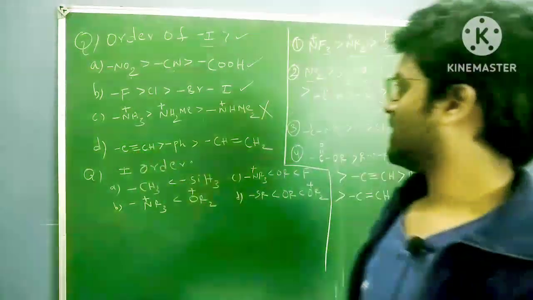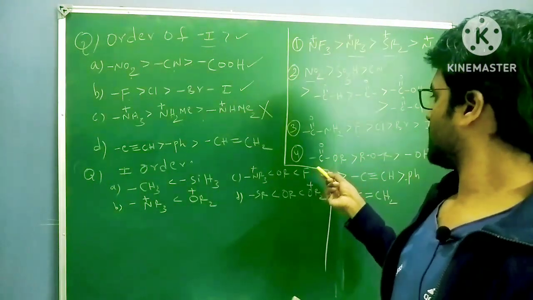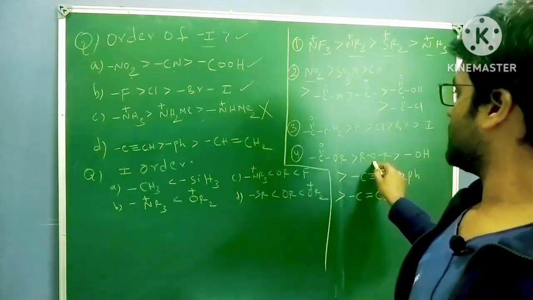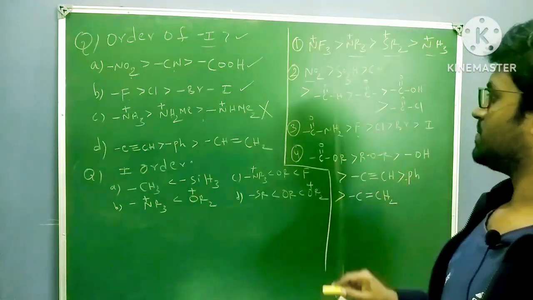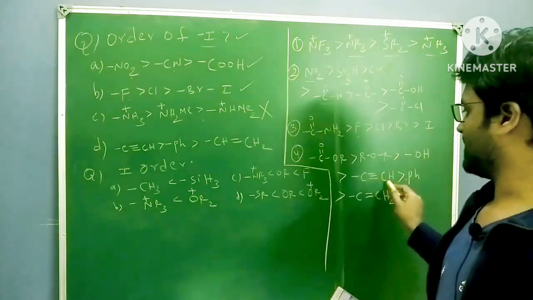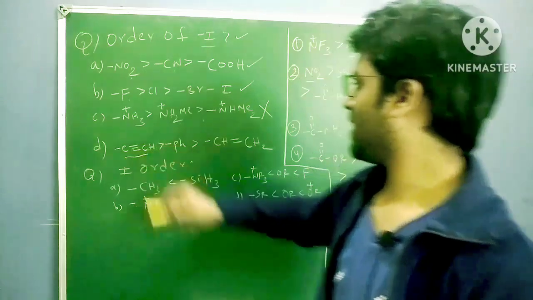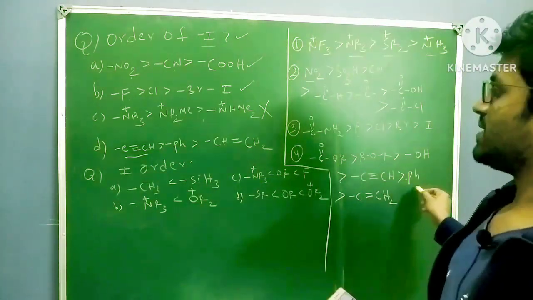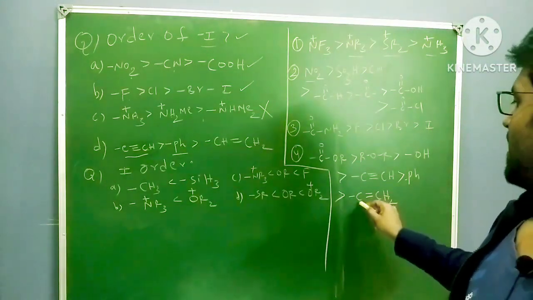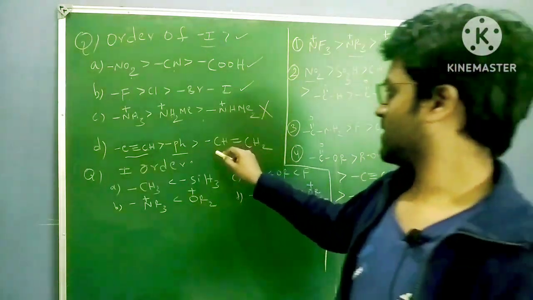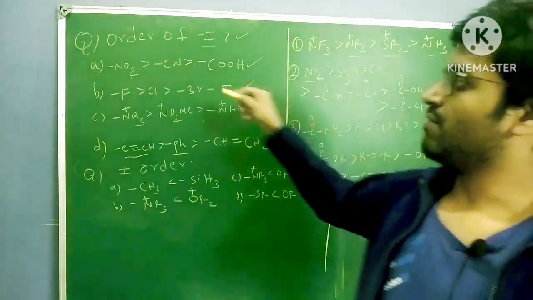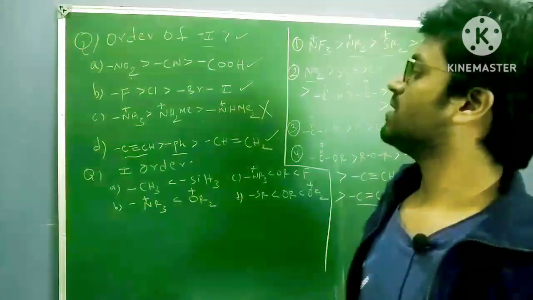Now the fourth trick. In east, ester, ether, alcohol, alkyne, and phenyl, and my friend alkene participated, so here alkene. So this order is also correct. According to these tricks, we have solved this question.